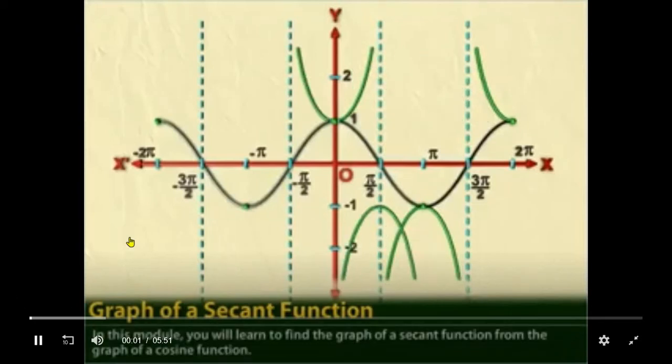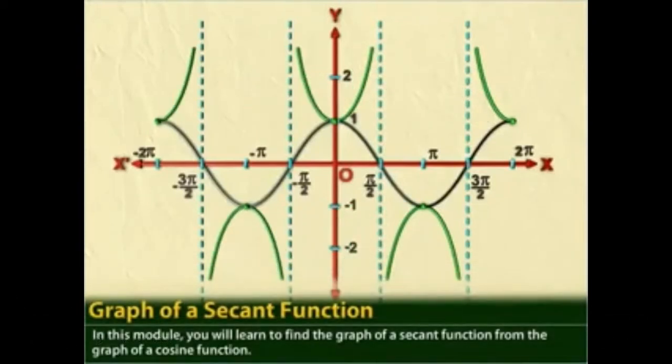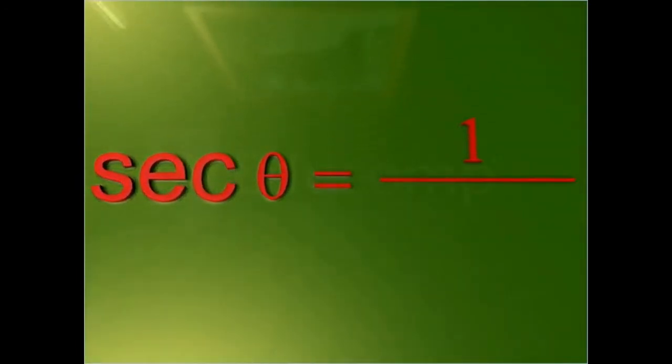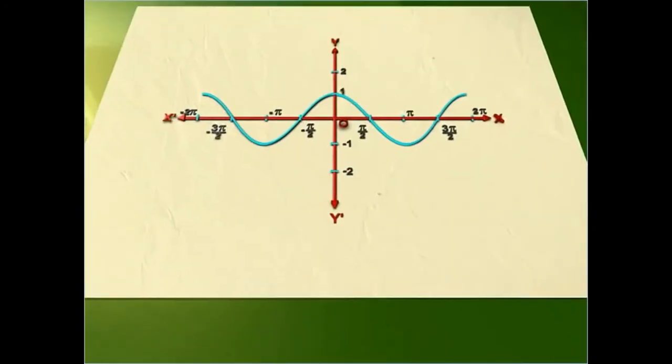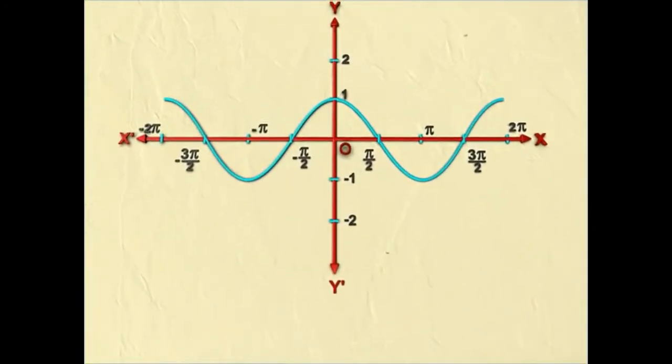Graph of a secant function. In this module, you will learn to find the graph of a secant function from the graph of a cosine function. The function secant theta is the reciprocal function of cosine theta. Hence, the graph of secant theta can be obtained by studying the graph of cosine theta.